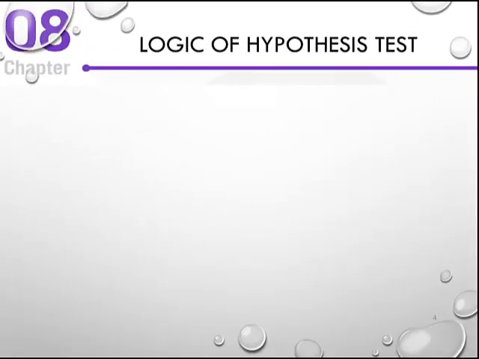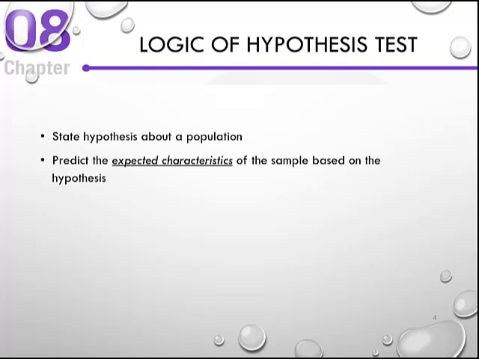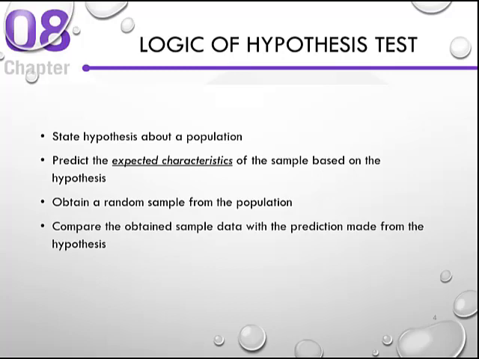There is a certain logic to hypothesis tests, and I call them the steps, right? So there is a process. So you always begin by stating the hypothesis about a population. Then you predict the expected characteristics of the sample based on the hypothesis, right? So what do I expect to find? Obtain a random sample from the population. And then you compare the obtained sample data with the predictions that you made from the hypothesis. And if it is consistent, you can say, yeah, my hypothesis is reasonable. If there's a discrepancy, then the hypothesis is rejected.